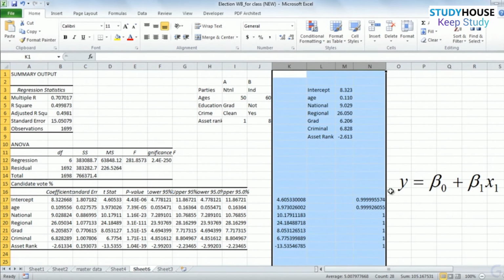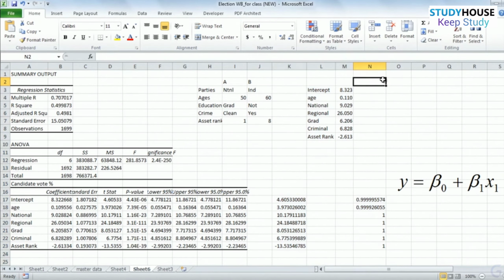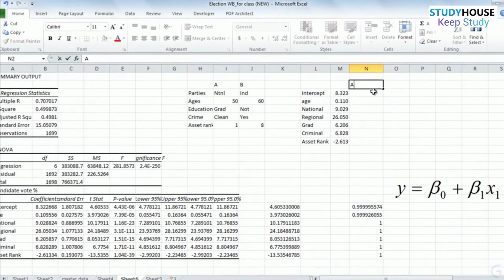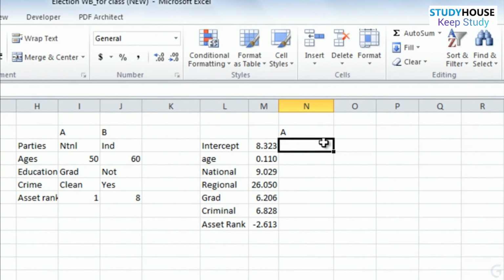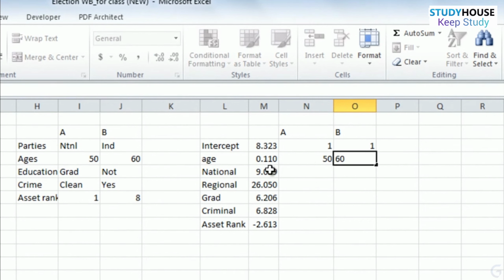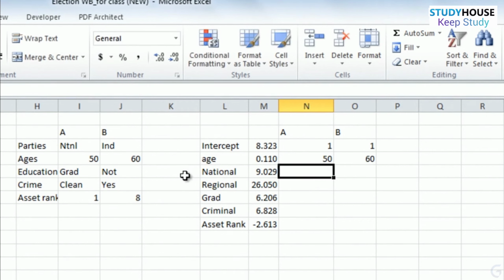So I do a very simple thing. I've just copied the intercept and these terms, and let's put up candidate A. So what are the scores he's going to get? For the intercept, that's common to both, so both should get 1. What about B? B also gets 1 for the intercept. Now let's move on to age. Candidate A is 50 years old. Candidate B is 60 years old. One of them is from the National Party, which is candidate A. So he gets a 1 here. Whereas B is not from a National Party, he gets 0.